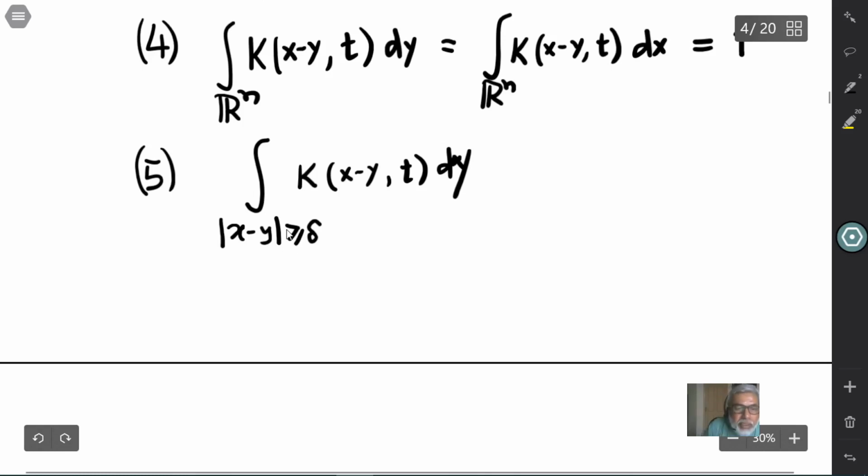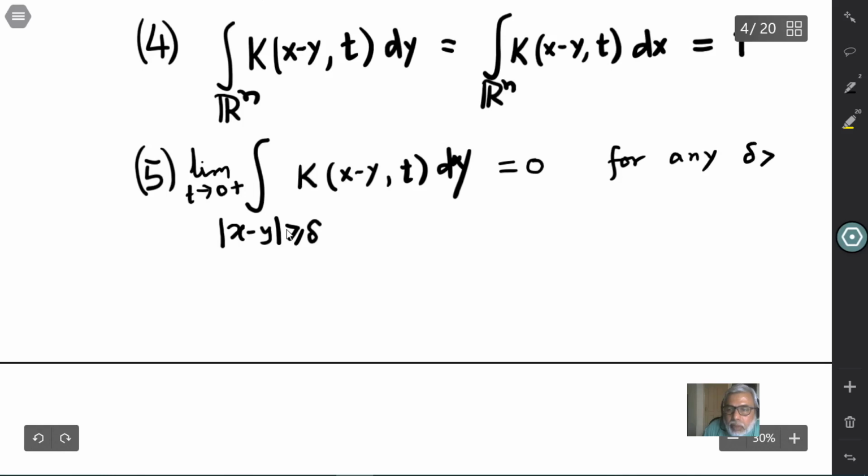And then this limit as t tends to 0 plus is 0, for any delta positive. We are integrating with respect to the y variable, and there is an x here, so this convergence is also uniform in x.